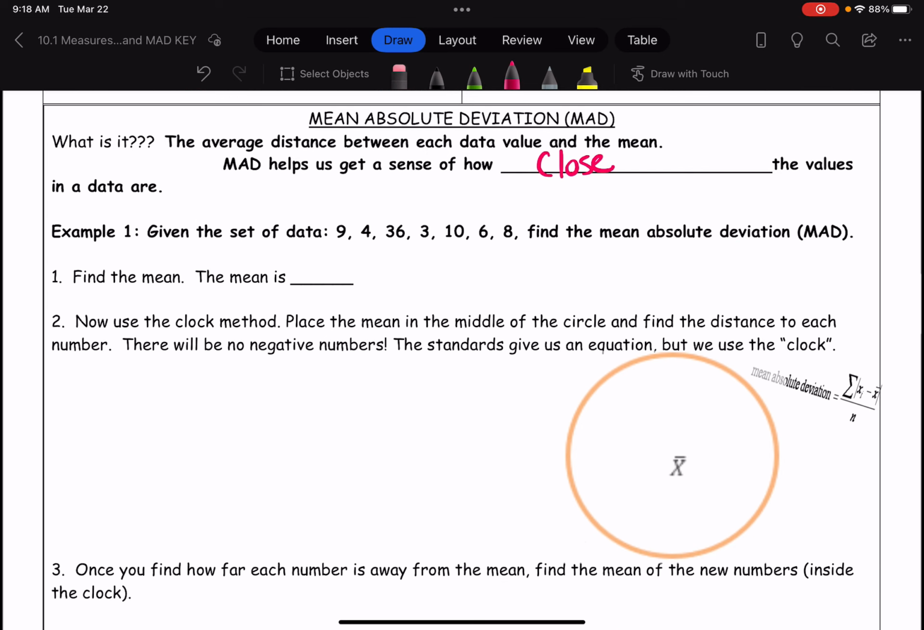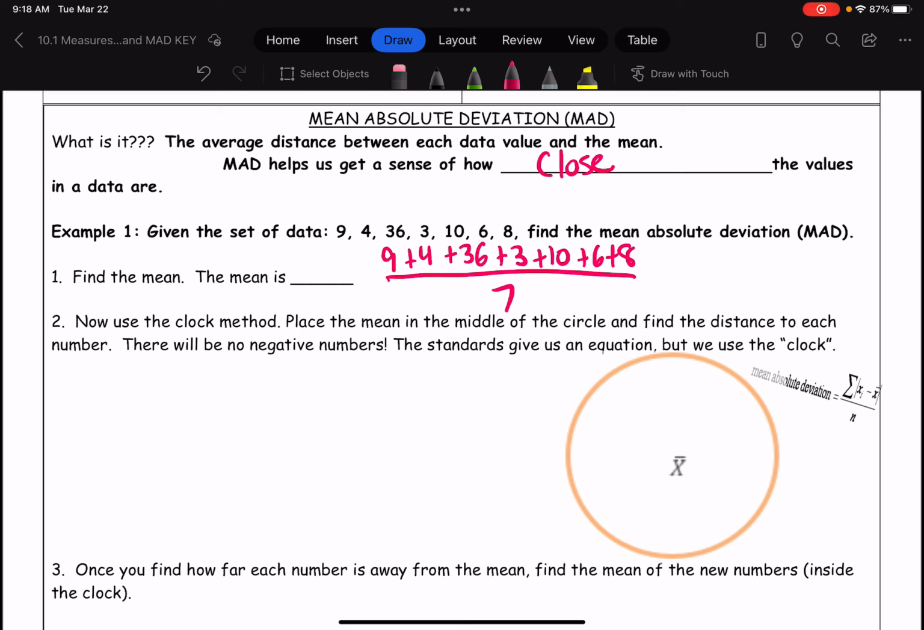So example 1, given the data set 9, 4, 36, 3, 10, 6, 8. We need to find the mean absolute deviation. So our first step is to find the mean. Well, I'm going to say 9 plus 4 plus 36 plus 3 plus 10 plus 6 plus 8. And that is 1, 2, 3, 4, 5, 6, 7 terms. So I'm going to divide that sum by 7.